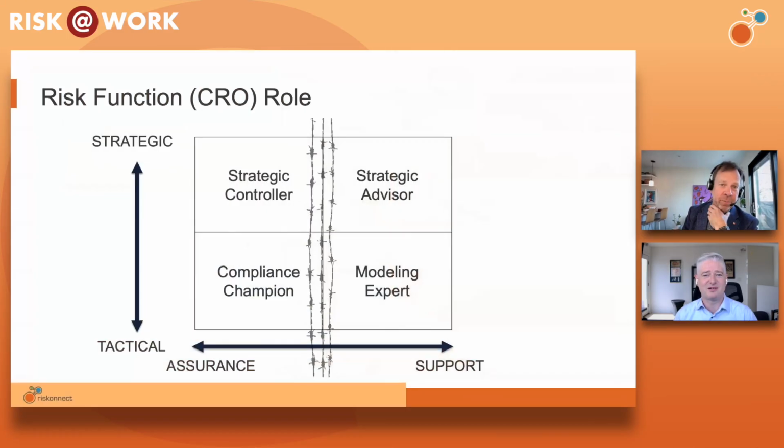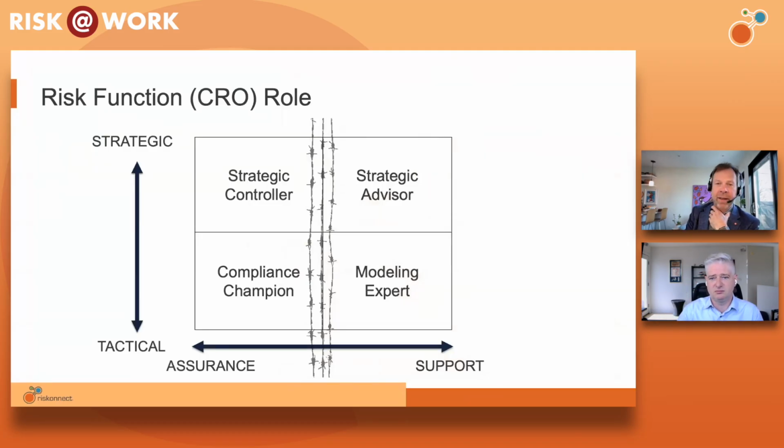First of all, I would describe everything that's in the lower half of the four model, the two bottom quadrants, as optional. Not every organization necessarily needs to have either a compliance champion. Yeah, we can go back. Let's go back and get that slide up. Not every organization needs to have compliance champions or modeling experts, right?